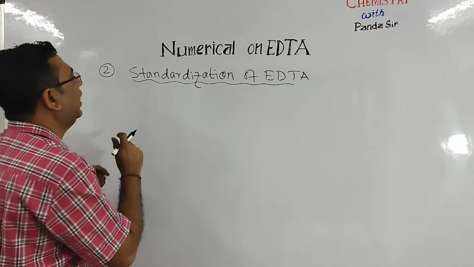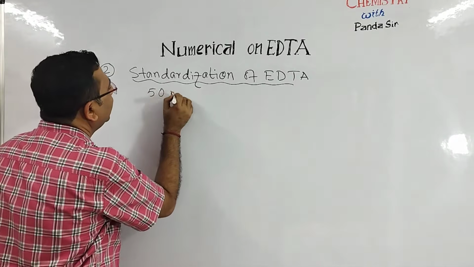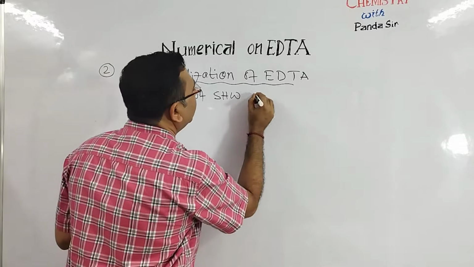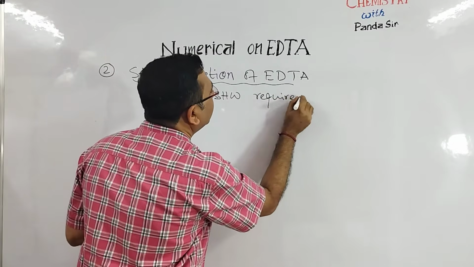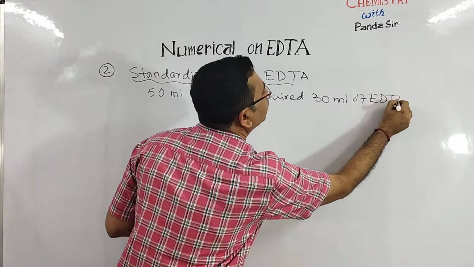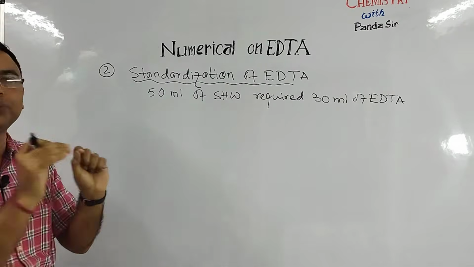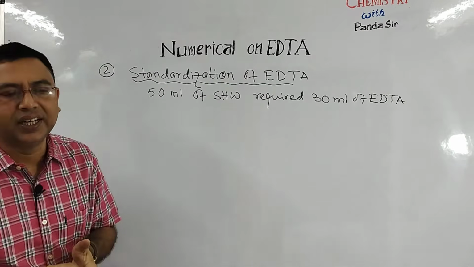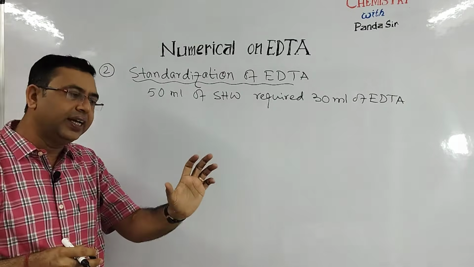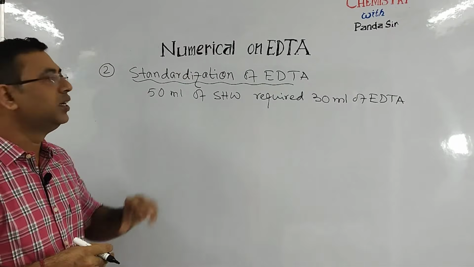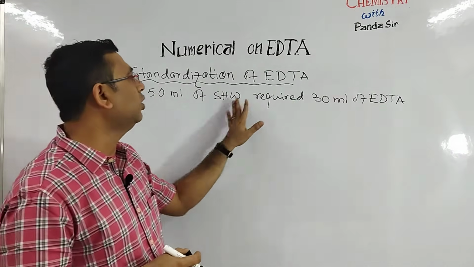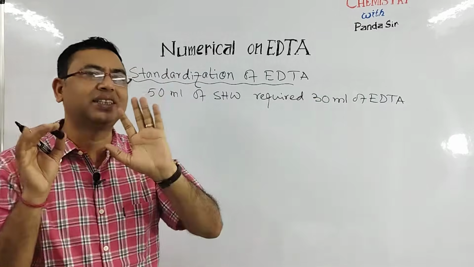Now consider if I write 50 ml of standard hard water required 30 ml of EDTA. Suppose exactly this kind of statement will be there in the numerical. As I said, in every line some information is given. The first line talks about the standard hard water. The second line talks about the standardization of EDTA. So 50 ml of standard hard water required 30 ml of EDTA, as an example.